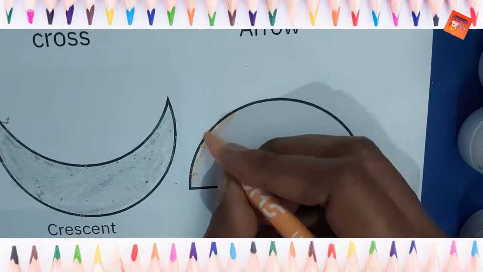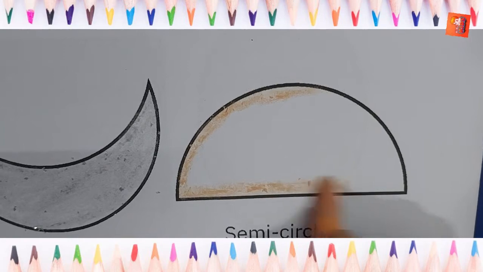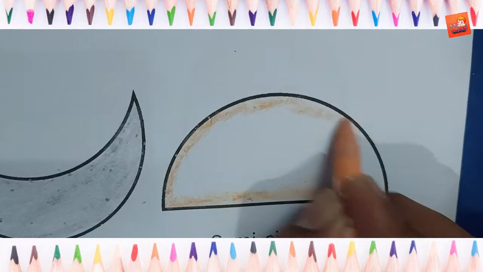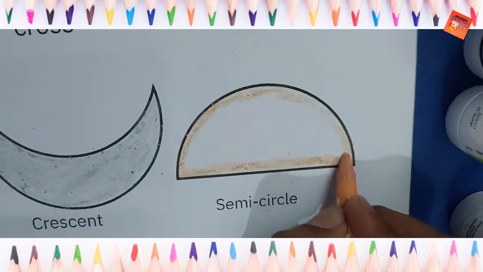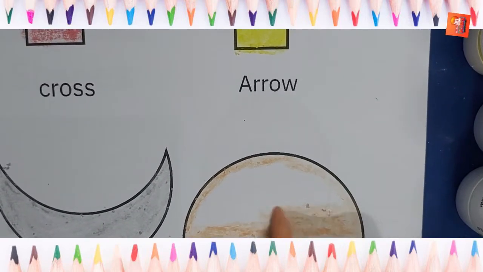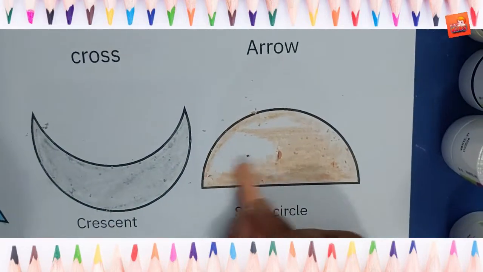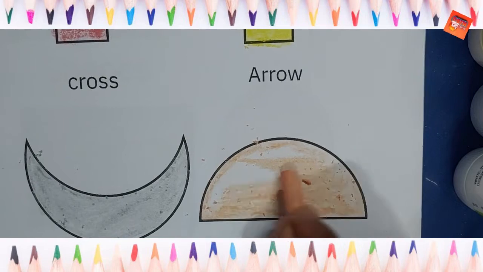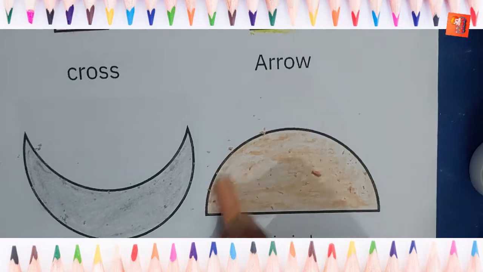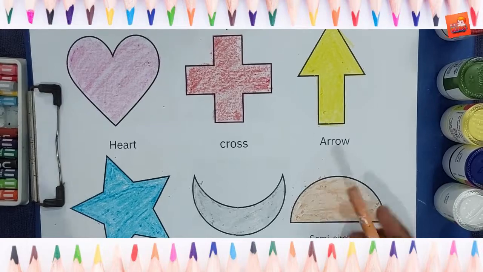Color the corners first. See, peach color semicircle. So peach color semicircle is done.